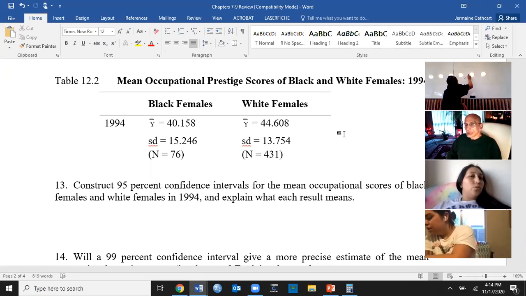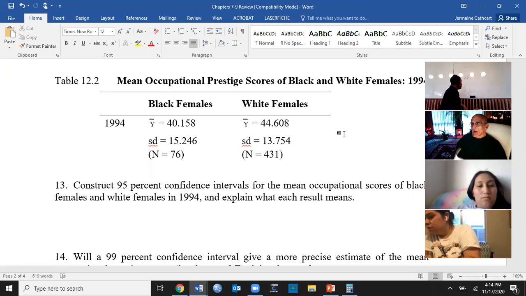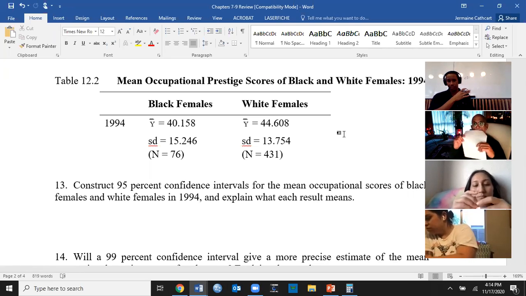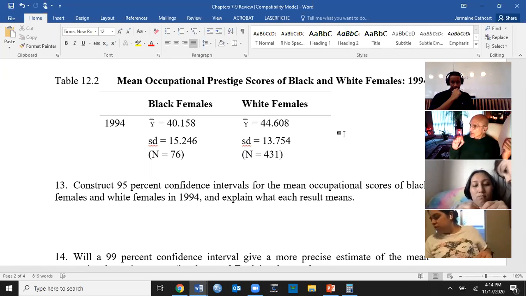CI is equal to what? And we're talking about confidence intervals for means. You can do it for proportions as well, but I'm not sure if you need to do that for this upcoming exam. But you will need to do it for the means. So what's the confidence interval formula for means?